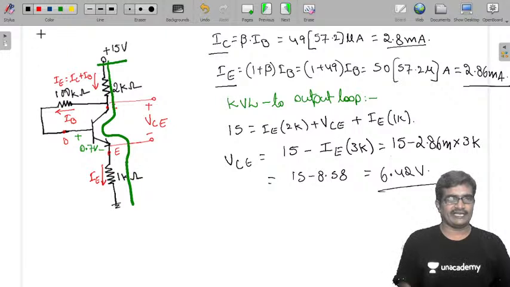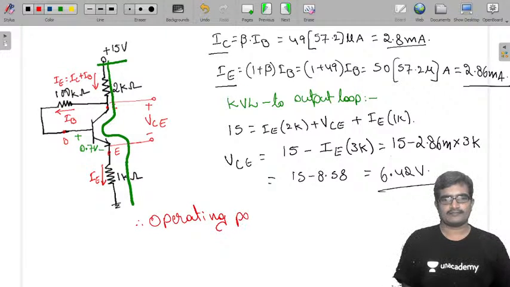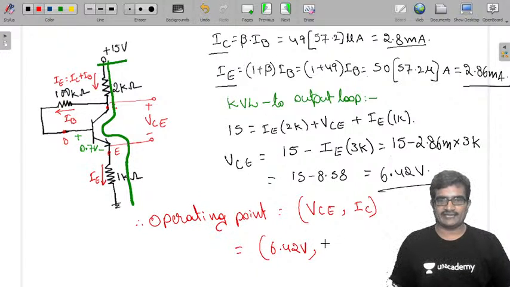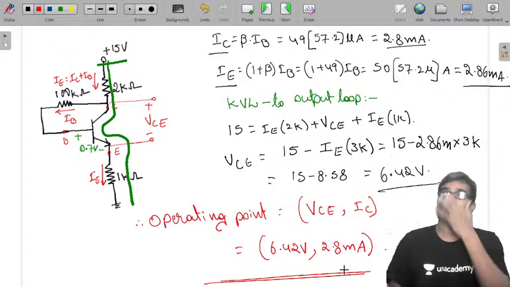Therefore the operating point, VCE comma IC, is 6.42 volts comma IC value 2.8 milliamperes. This is the operating point.